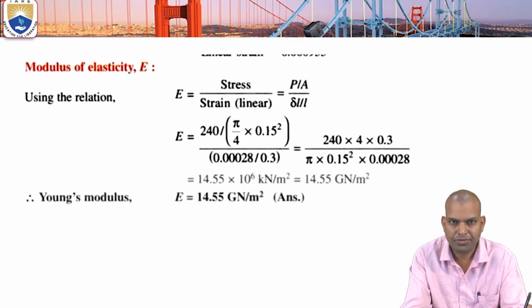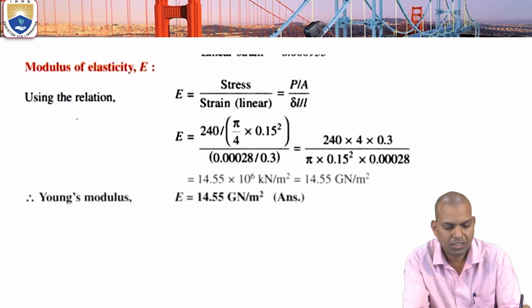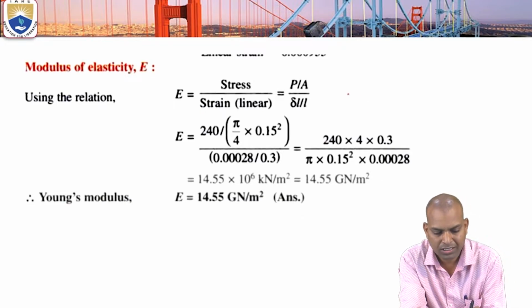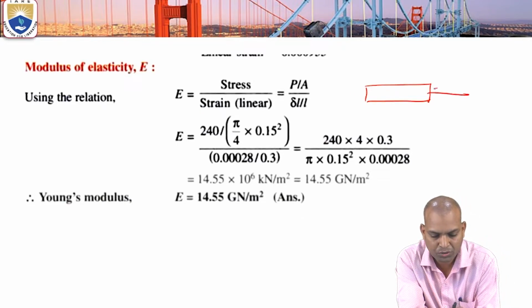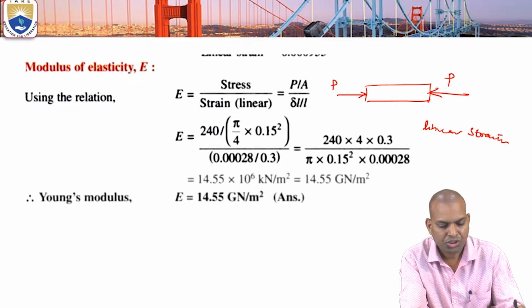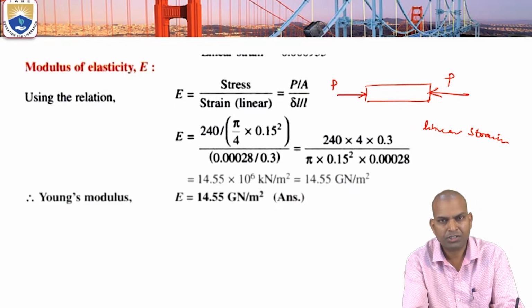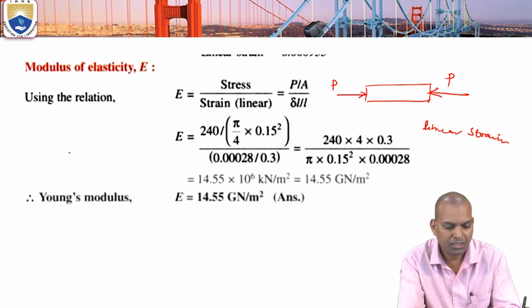Then the next objective is calculating the modulus of elasticity. The modulus of elasticity E equal to stress by strain. Here the strain is the linear strain, not the lateral strain. Why? Because the strain applied in the direction of the load is the linear strain. So stress in the direction of the load is P by A, and linear strain is delta L by L. Here P is 240 kilonewtons and A is pi d square by 4.